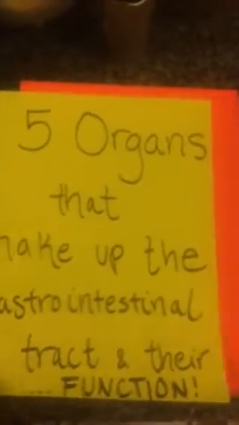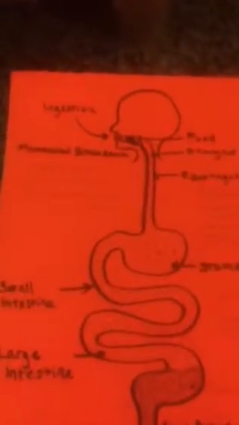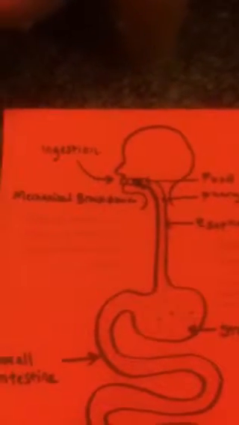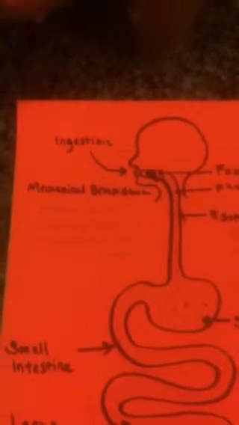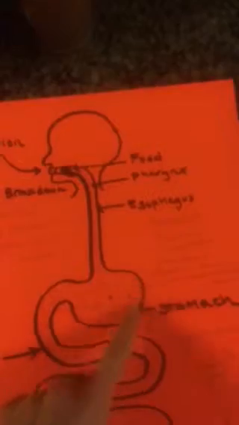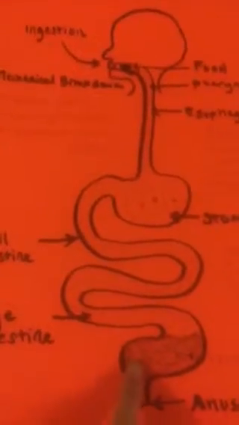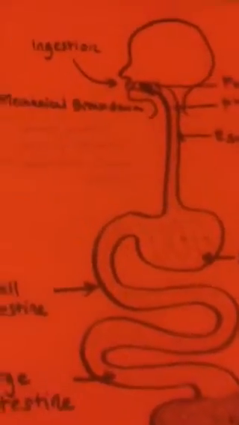Five organs that make up the gastrointestinal tract and their function. Beginning at the mouth, food enters the mouth and starts the process known as ingestion. It travels through the mouth, through the pharynx, the esophagus, the stomach, is churned, goes into the small intestine, all the way around through the large intestine, and then is excreted finally through the anus as feces.